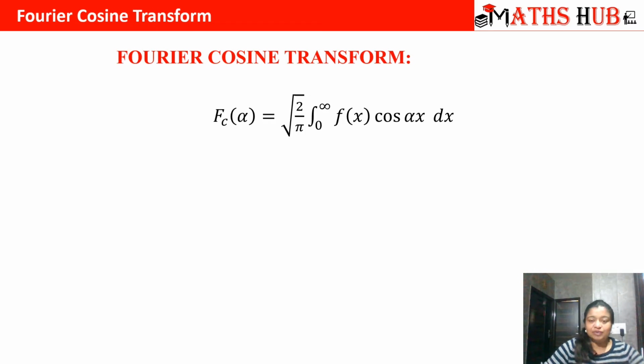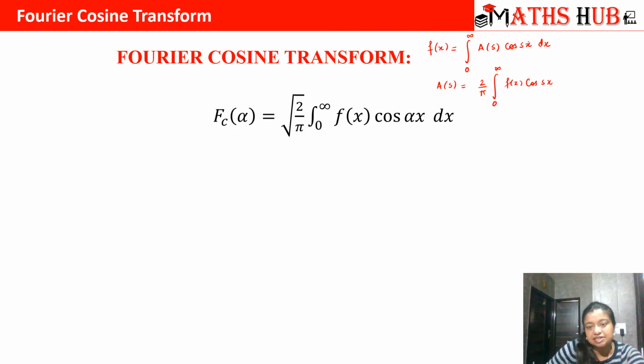If you remember, we did the Fourier integral representation of the function f of x, and when the function is even, it gives rise to the Fourier cosine transform, right? So we did the function f of x is equal to the integral from 0 to infinity of A of s cos sx ds, right? And the value of A of s was written as 2 by pi integration 0 to infinity f of x into cos sx dx.